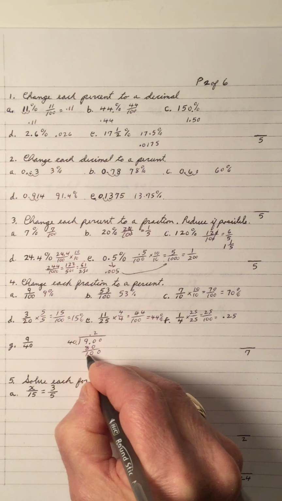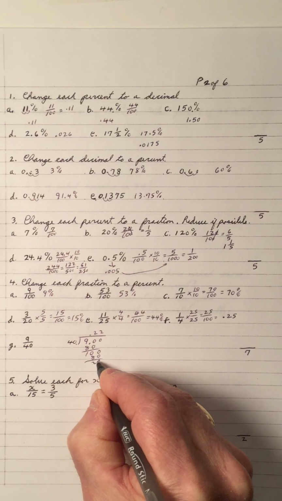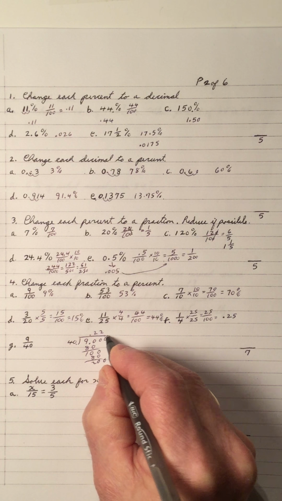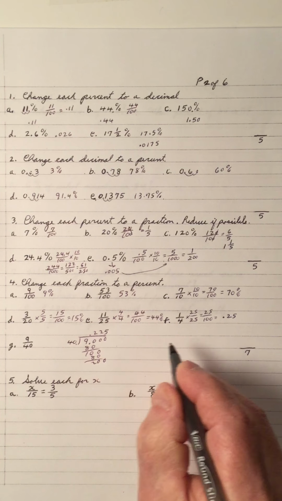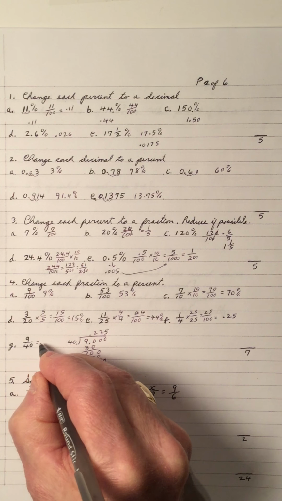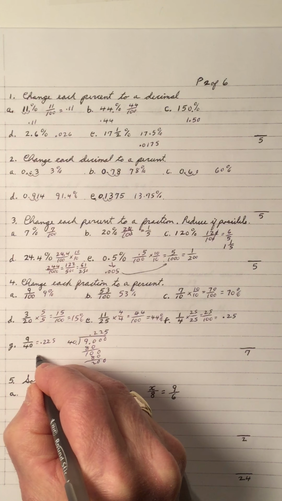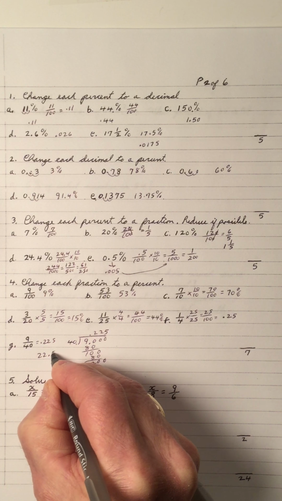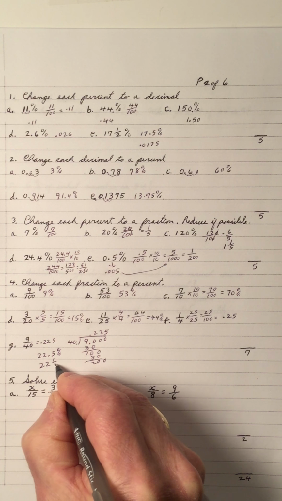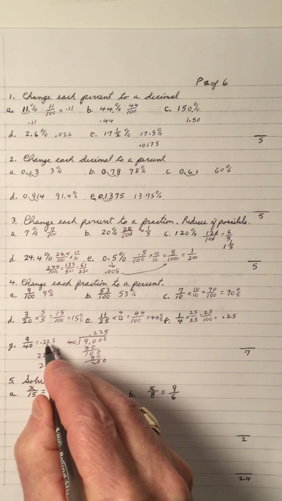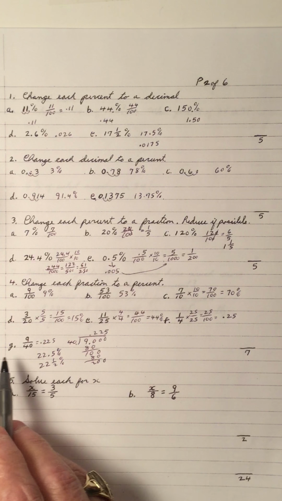Bring another 0. 40 into 100 goes 2. Gives me 80. Subtract, 20. Bring down another 0. 40 into 200 is 5. So that's, as a decimal, 0.225. And as a percent, it's 22.5%. Or you can write 22.5, either or. So the decimal moves 2 places to the right. And how many did you get right?